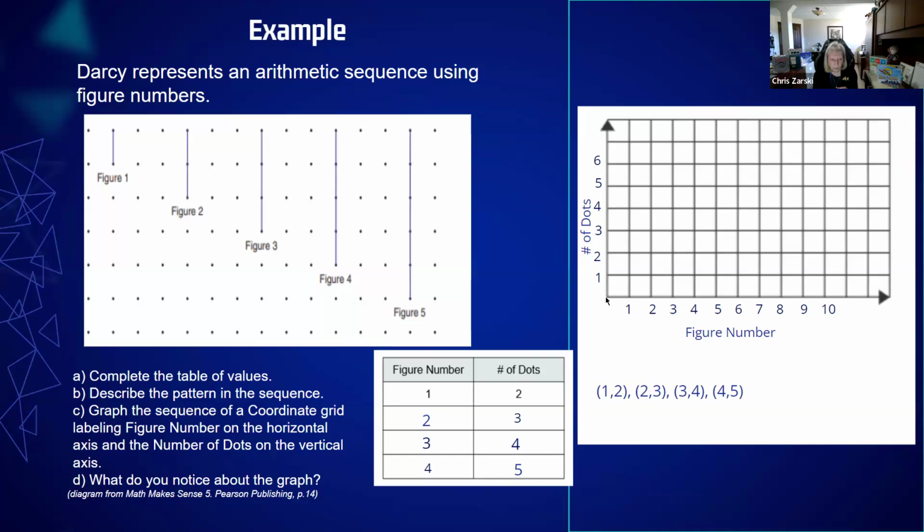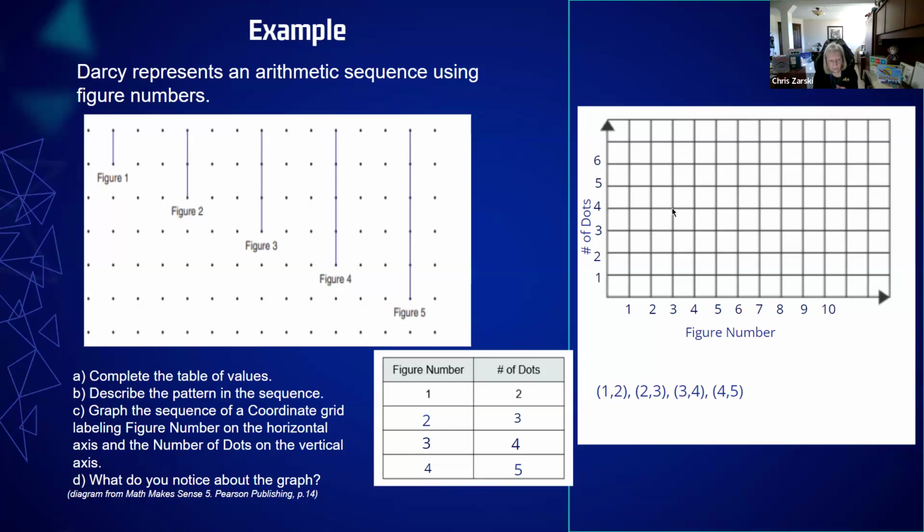So to put (1, 2) on, I'm going to go 1 over and 2 up. So I'm going to put 1 point right here. (2, 3), I'm going to go 2 over, 3 up. 3 over, 4 up, and so on. One of the things that you will notice is that when something is arithmetic, and we consistently added the same number all the way through, those points will start to follow a straight line. So I went to (1, 2), I went to (2, 3), I'm going to go (3, 4).